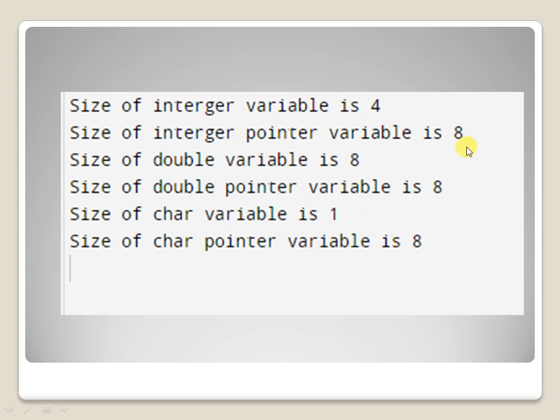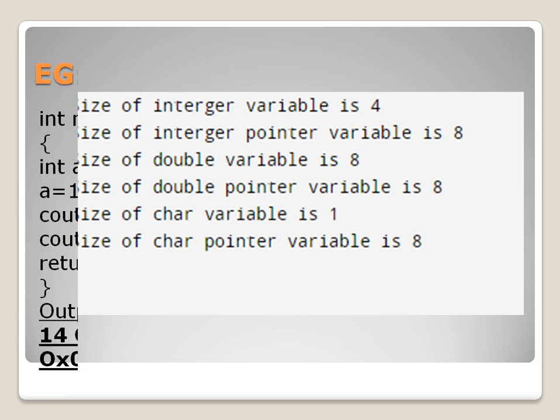If you observe each and every pointer, be it integer, double, or character, it is of the same size, apart from the fact that they are pointing to different data types. The reason for this is that they are holding the memory address. Therefore, the size of each pointer variable, whether integer, double, or character, will remain the same.